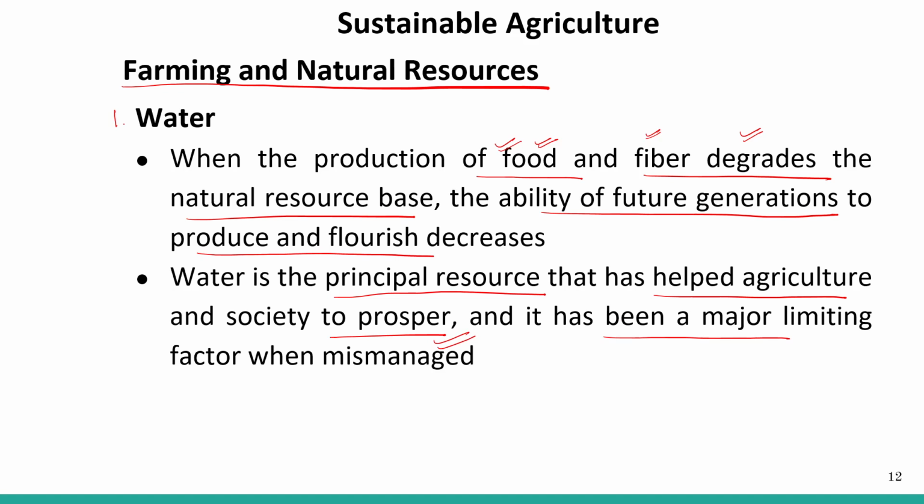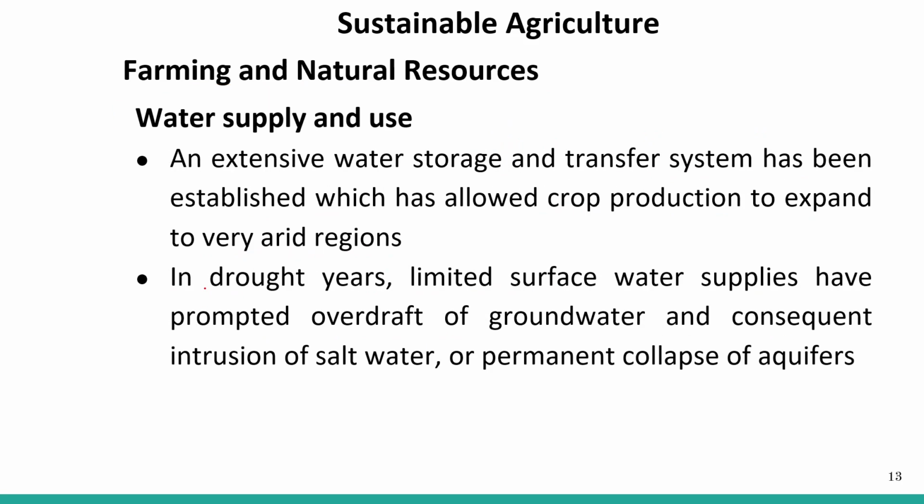So the requirement of food and fiber is very important for today's generation and the future generation, right? And for growing this food and fiber, we require a very important resource, that is water. Water supply and use: an extensive water storage and transfer system has been established, which has allowed crop production to expand to very arid regions.